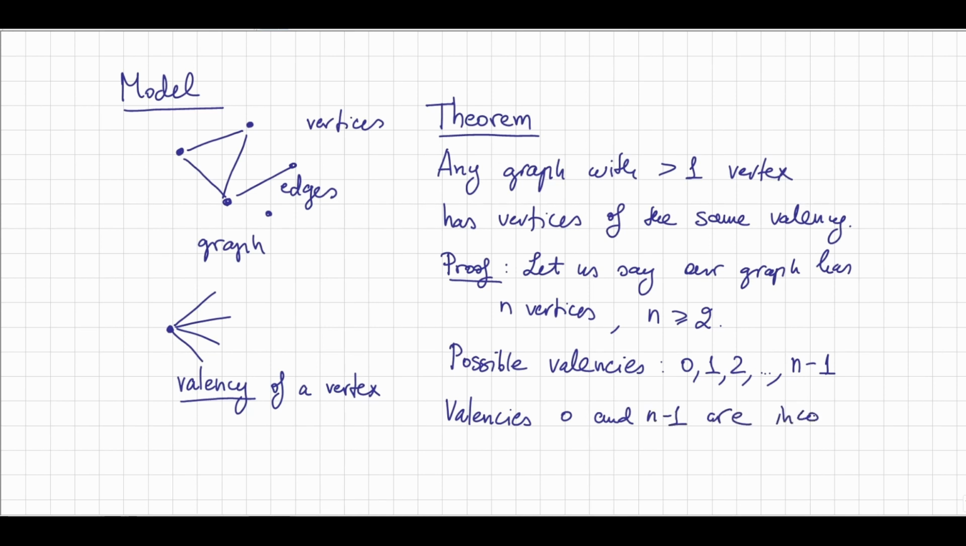So these valencies are incompatible in the graph because a vertex with valency 0 is connected to nobody, and a vertex with valency n minus 1 is connected with everyone. That cannot happen at the same time. So we are done with the proof. This sign denotes the end of the proof.